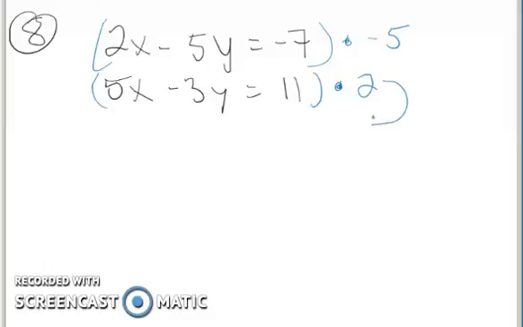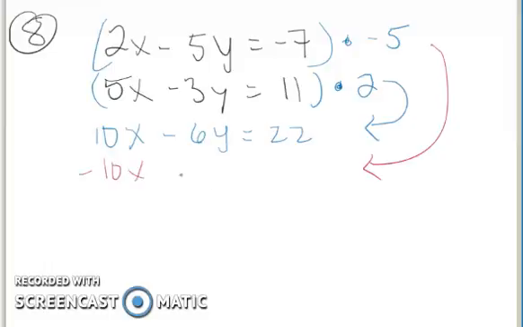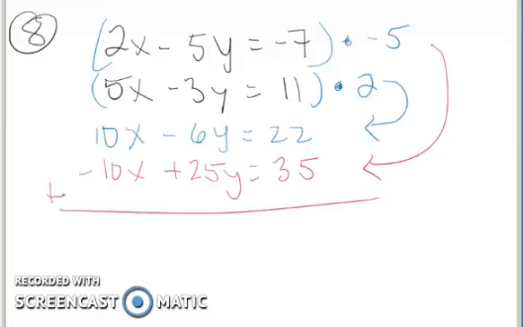So we'll go ahead and rewrite this one first. So we'll get 10x minus 6y equals 22, and then this one is going to be negative 10x plus 25y equals 35. Add those. This is going to cancel. Here we'll get 19y equals, and that's going to be 57. And 19 goes into that.